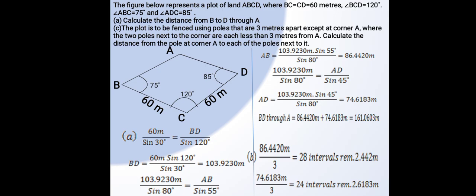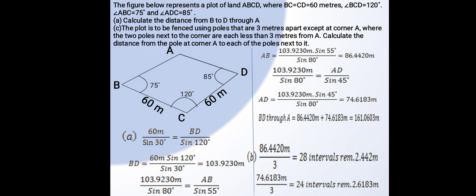B. The plot is to be fenced using poles that are 3 meters apart, except at corner A, where the two poles next to the corner are each less than 3 meters from A. Calculate the distance from the pole at corner A to each of the poles next to it.